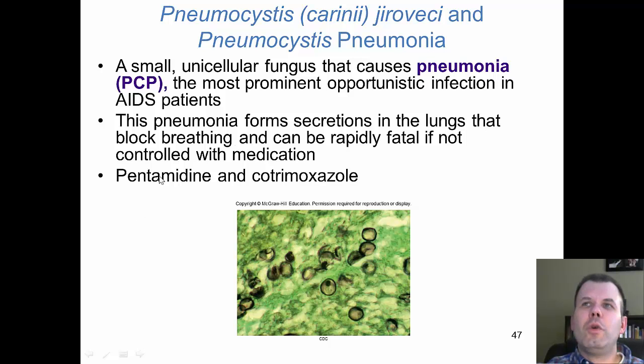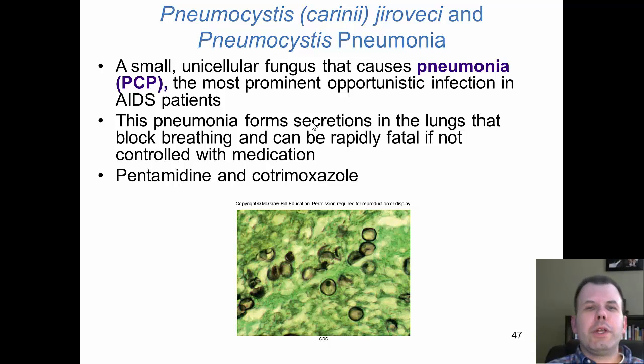All right, Pneumocystis carinii, or this jirovecii, is the newest one and the latest one that we see a lot in AIDS patients. Again, I think it's the third or fourth leading cause of death in AIDS patients, and it's due to a fungal infection in the lungs. And so again, it's a small unicellular fungus that causes pneumonia. It's the most prominent opportunistic infection in AIDS patients. So I guess it's number one now. So it used to be number 3 or number 4, but now it must be one of the highest ones on there and most persistent.